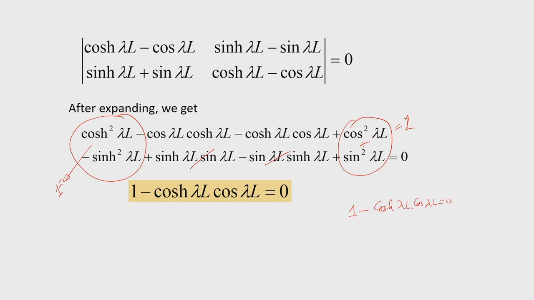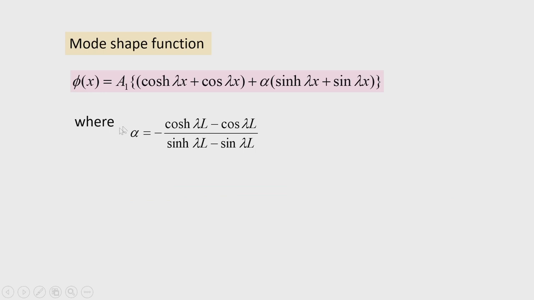Okay. But aircraft being a long body, it also has elastic modes in addition to rigid body modes. So now, mode shape function is phi x equal to a1 (cos hyperbolic lambda x plus cos lambda x) plus alpha (sin hyperbolic lambda x plus sin lambda x), where alpha is equal to (cos hyperbolic lambda L minus cos lambda L) divided by (sin hyperbolic lambda L minus sin lambda L).